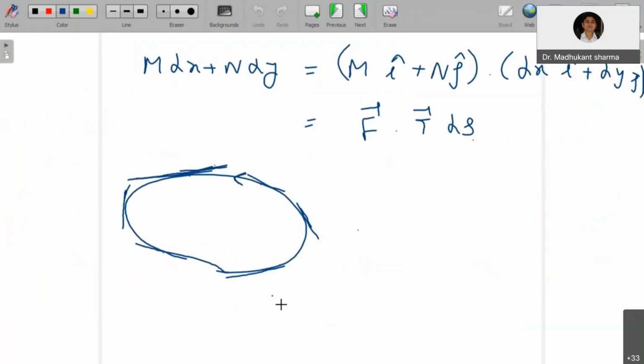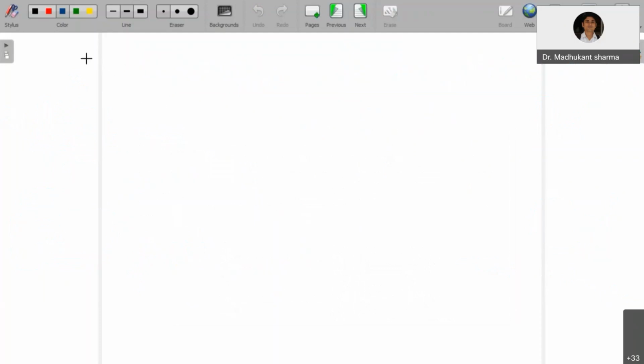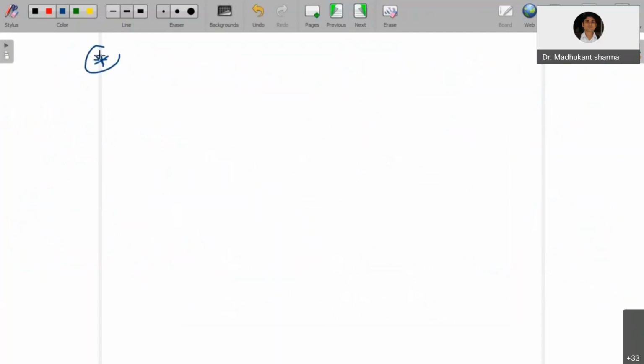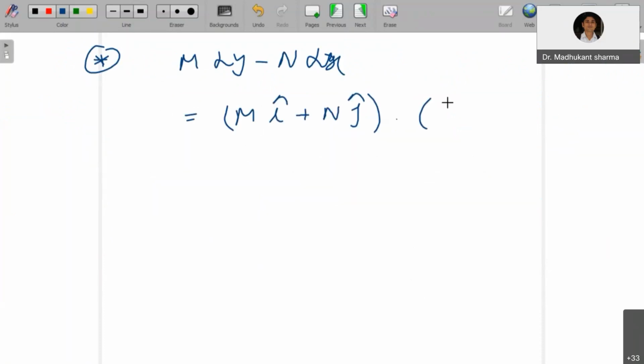Okay, now the second integral. If you look at the second integral, what is this? Another integrand is M dy minus N dx in the line integral. What is it in vector notation? This is Mi plus Nj dot product with dyi minus dxj.